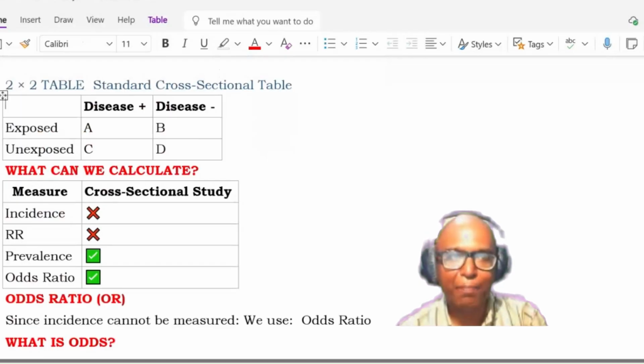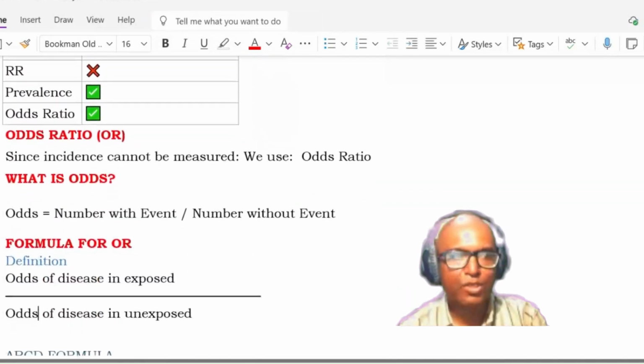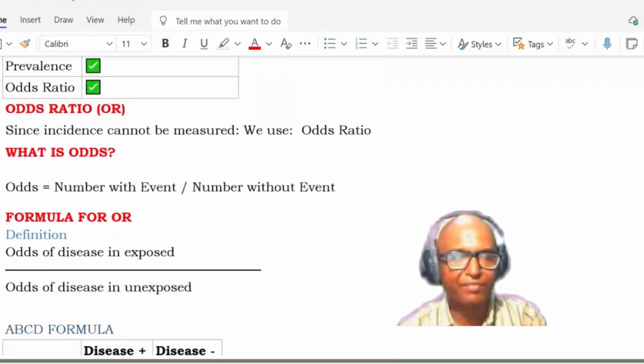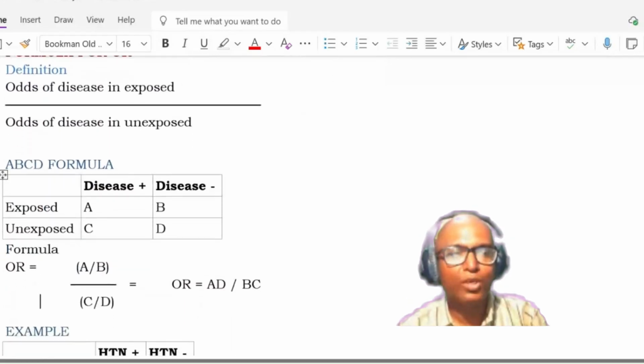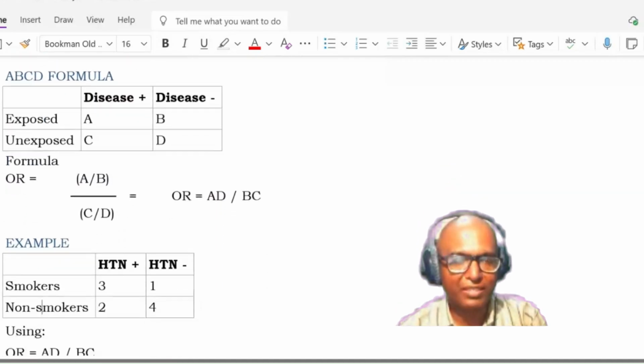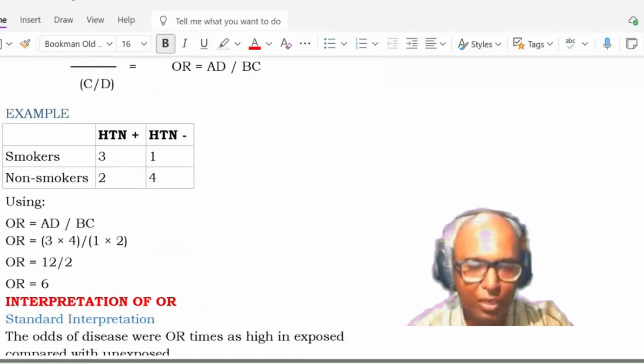So we calculate A upon B divided by C upon D, giving AD upon BC as a formula, which is also very frequently asked. So the odds of the disease in the exposed divided by the odds of the disease in the unexposed, that is the odds ratio. So the 2 by 2 table will give you A upon B divided by C upon D equal to AD upon BC. Now we will calculate this odds ratio for this.